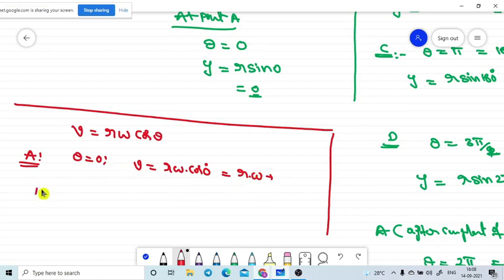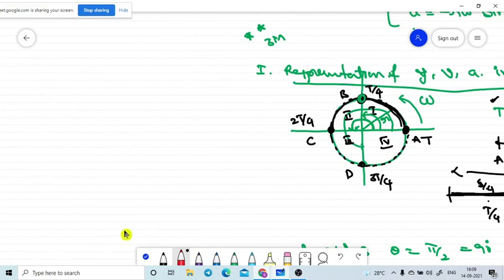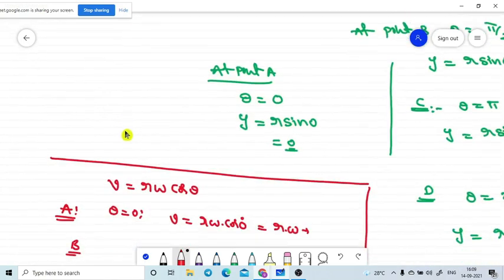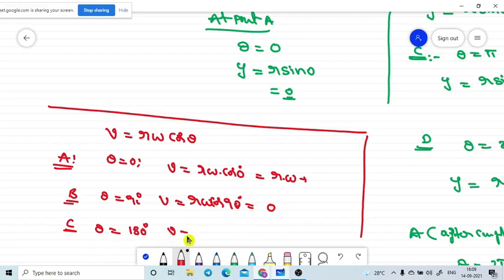At point B, let me check what is the angle at point B. At point B, theta is equal to 90 degrees. So put in the 90 degrees value. Then V is equal to R omega cos 90 degrees. Cos 90 is equal to 0 only, right? So that is equal to 0. At point C, theta is equal to 180 degrees. Then V is equal to R omega cos 180 degrees. Cos 180 degrees is equal to minus 1. So that is equal to minus R omega.